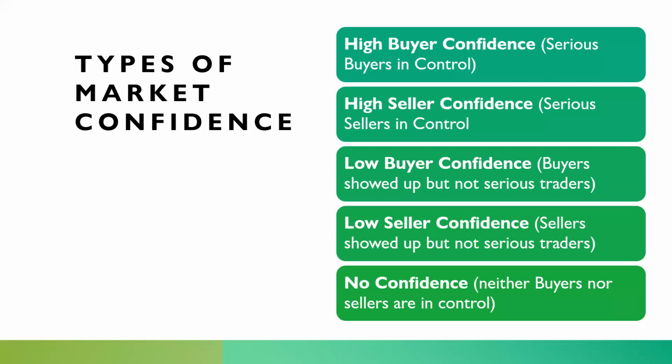So, types of market confidence: we can classify market confidence into 5 categories. This is not textbook style. This is mostly from my own experience. I've been observing market profile and order flow since 2012 onwards. So according to my opening confidence, I classify into 5 types. One is high buyer confidence, meaning serious buyers are in control, and high seller confidence, serious sellers are in control. Then low buyer confidence, meaning buyers showed up but they are not serious. Low seller confidence, sellers showed up but they are not serious. And then no confidence: neither buyers nor sellers are confident. That's what it means.